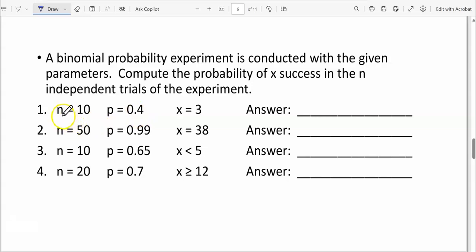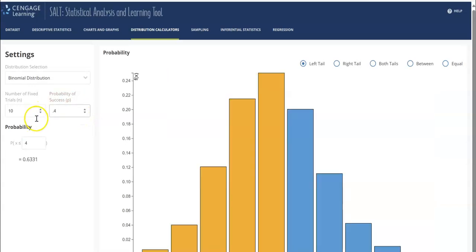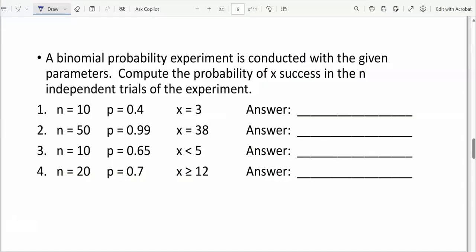So let's say we are conducting 10 trials, the probability of success is 0.4, and we want exactly 3. We're going to go to SALT, type in 10, the probability of success is 0.4, and we want exactly 3. And if we go up here, we've got some options. We're going to choose the equal to option, and my answer is going to be 0.21499.